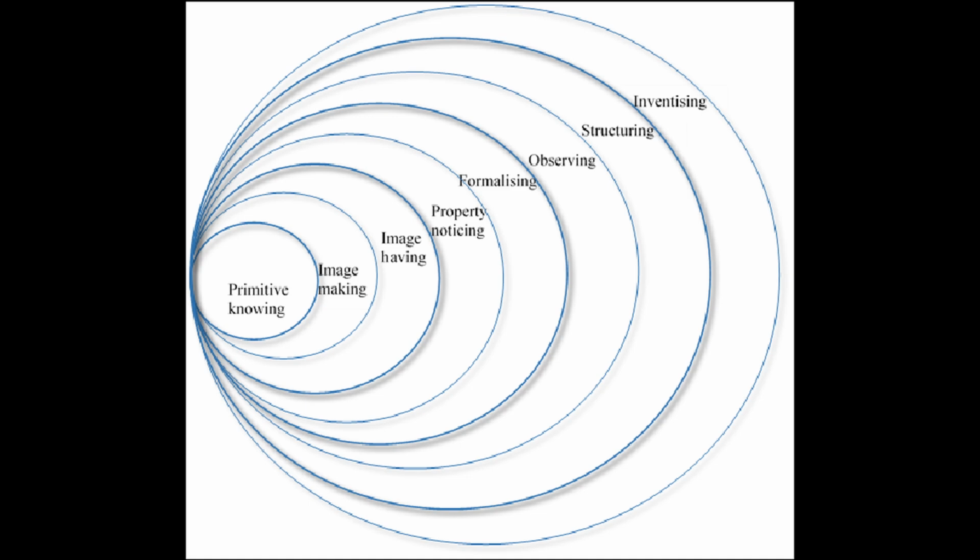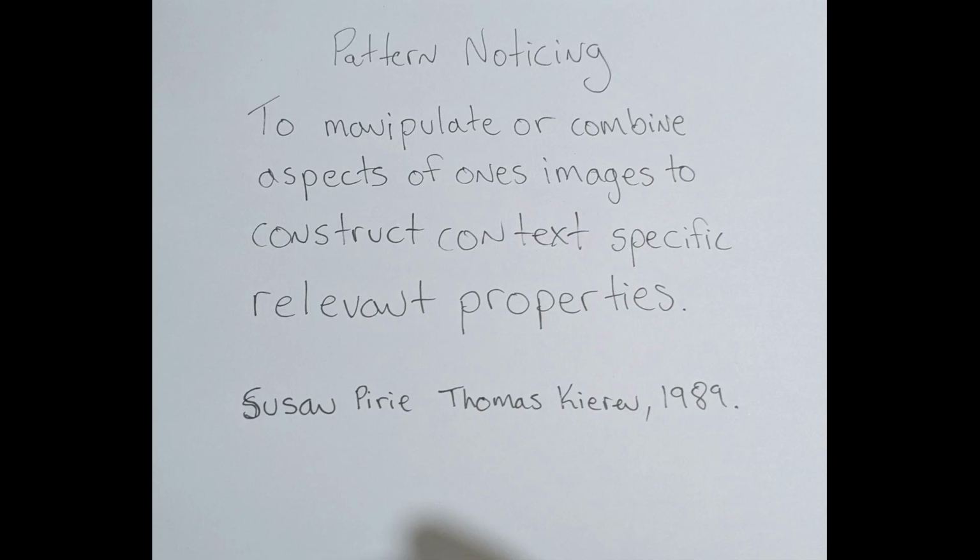Today we're going to be talking about pattern noticing, and Susan Perry and Thomas Kieran, in their article titled Growth in Mathematical Understanding, How Can We Characterize It and How Can We Represent It? Well, in this article they suggest that pattern noticing is to manipulate or combine aspects of one's images to construct context specific to relevant properties.